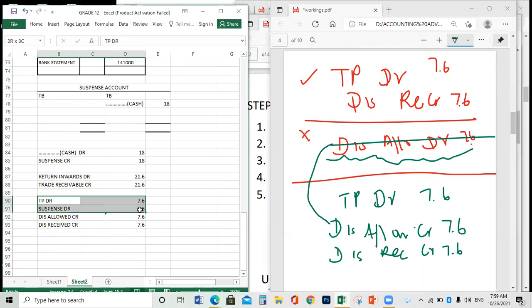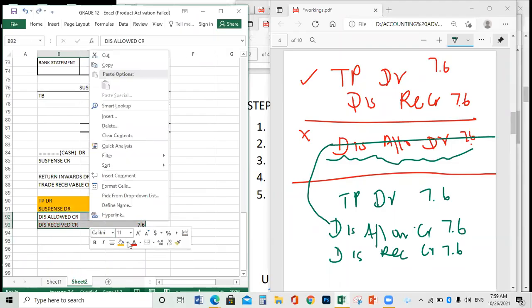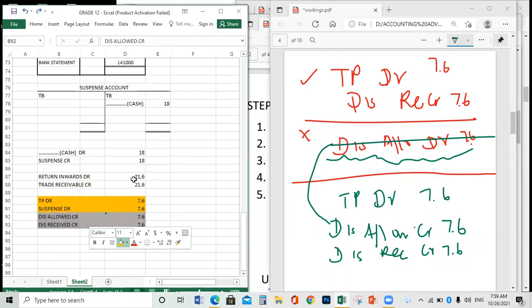How do we know? Because, guys, our debit side should equal the credit side. Then we found out there is a difference. You know, in double entry, debit and credit should be equal. The difference will be transferred to suspense. Go to your suspense account and you can debit it.